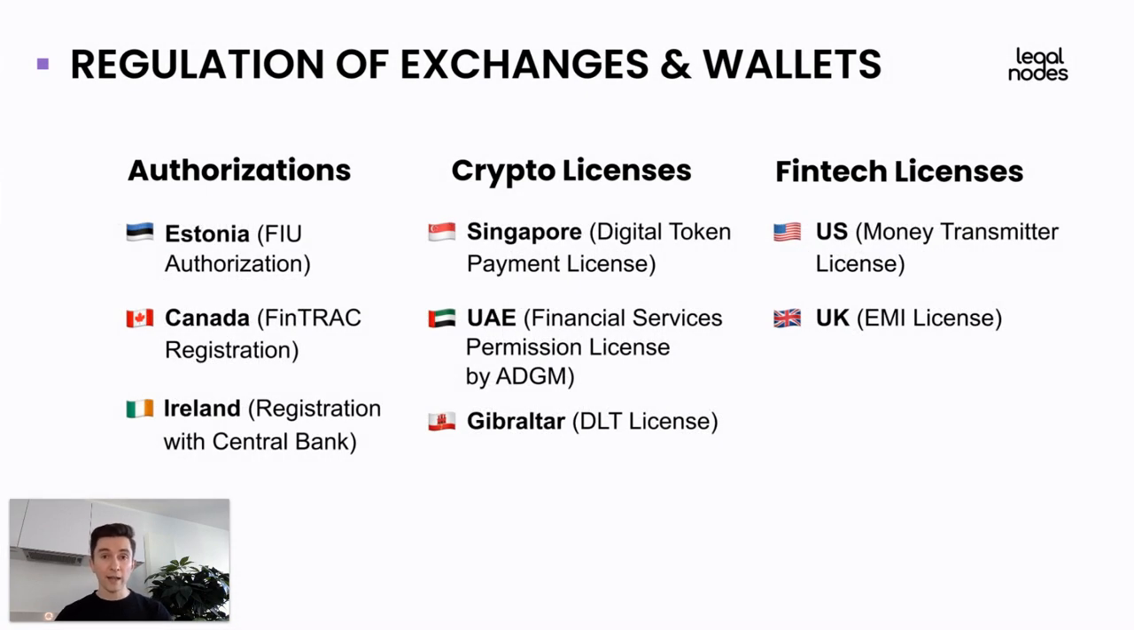So here you can find some examples of each of these authorizations and licenses. And the general idea when it comes to the exchange and wallets legal structuring is, again, to understand whether it will be the custodial or the non-custodial exchange or wallet. And the next step will be to define what will be the business model or which kind of services these exchanges and wallets will provide to the end users.